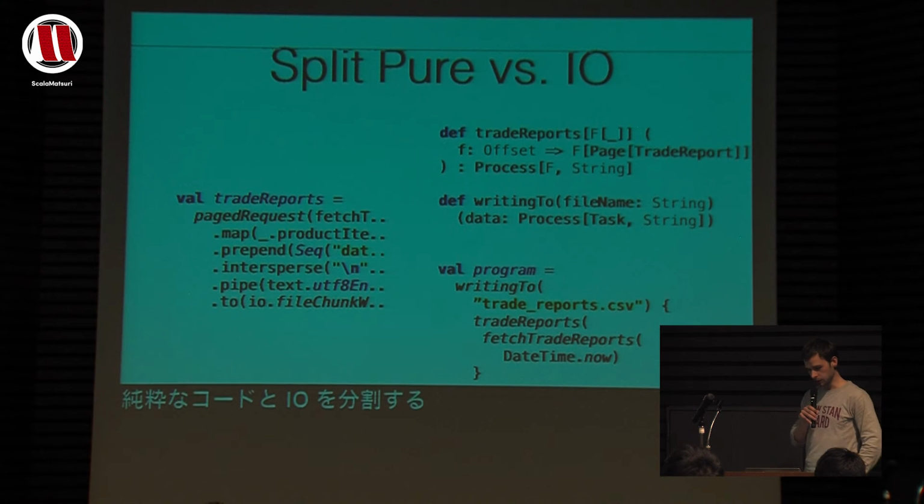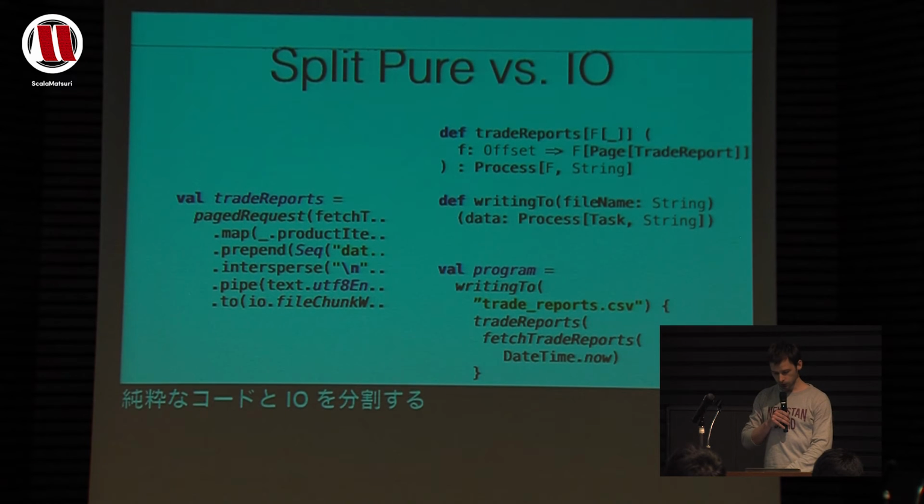So initially we started off with the left side, which has random effects and doesn't really read that well. And on the right side, which I called program, we ended up with something that is writing to trade reports and then consumes trade reports. So we can test these things separately.